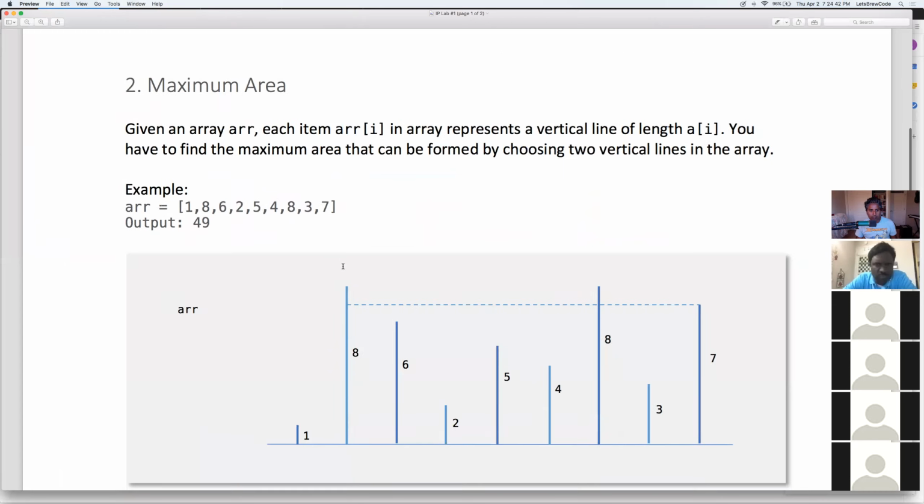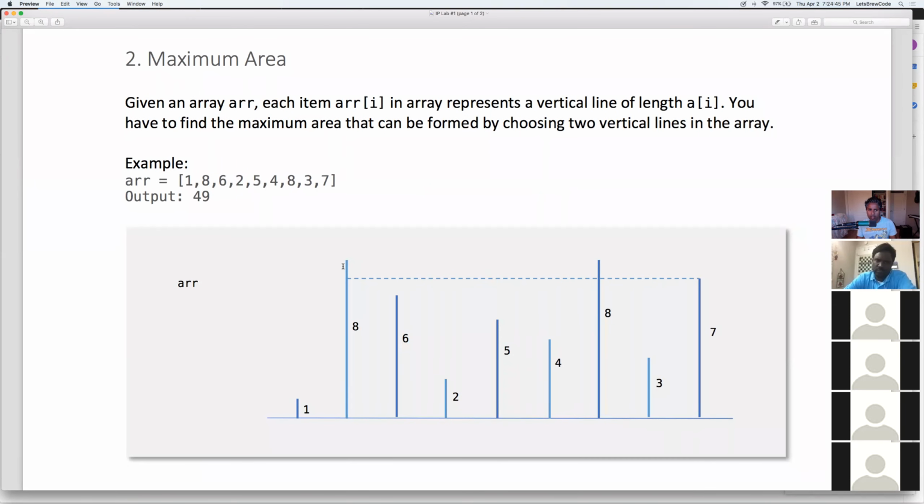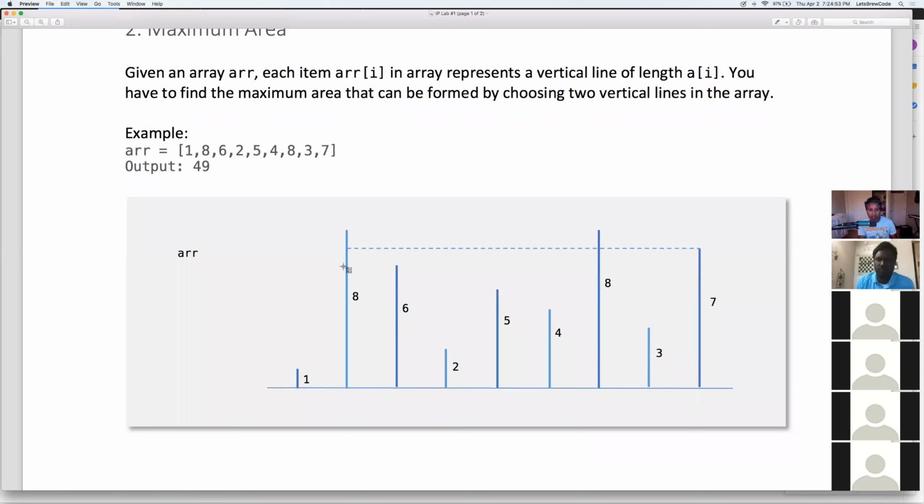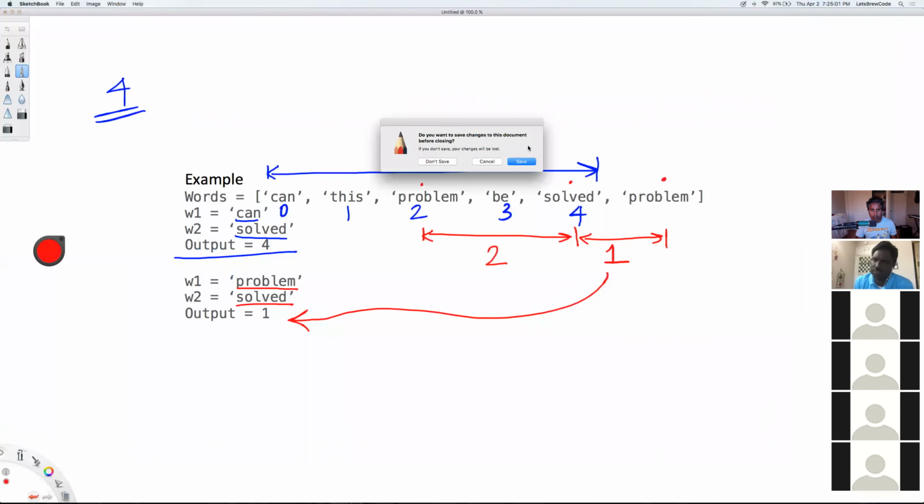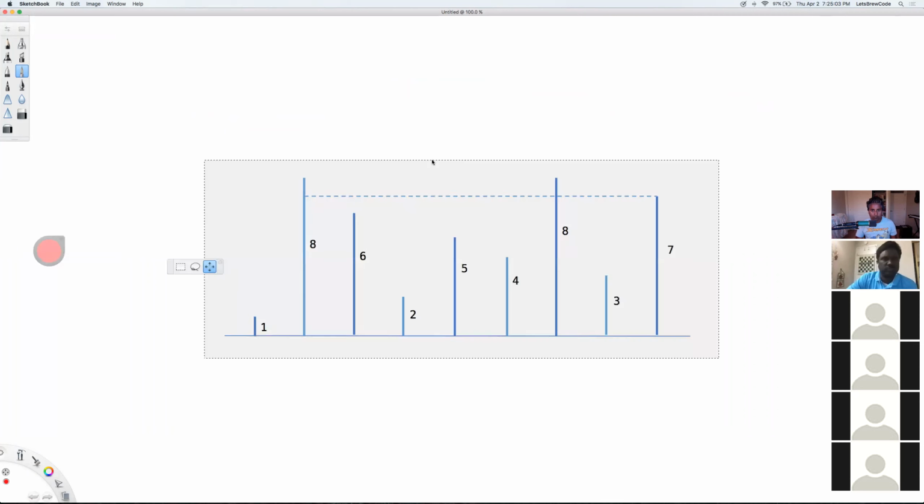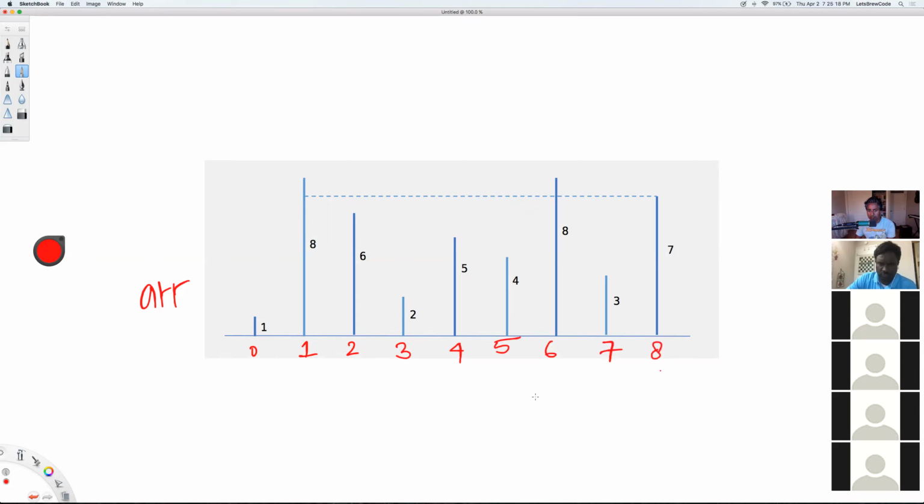Problem number two is basically, you have an array which has some numbers, and consider those numbers as vertical heights. Given that array, you'll be able to form a rectangle and you have to find the maximum area in that rectangle. Suppose this is the array. Okay, let me copy this. Okay, that's fine. So suppose this is the array. This is index 0, this is index 1, 2, 3, 4, 5, 6, 7, and 8. Suppose these are the indexes.